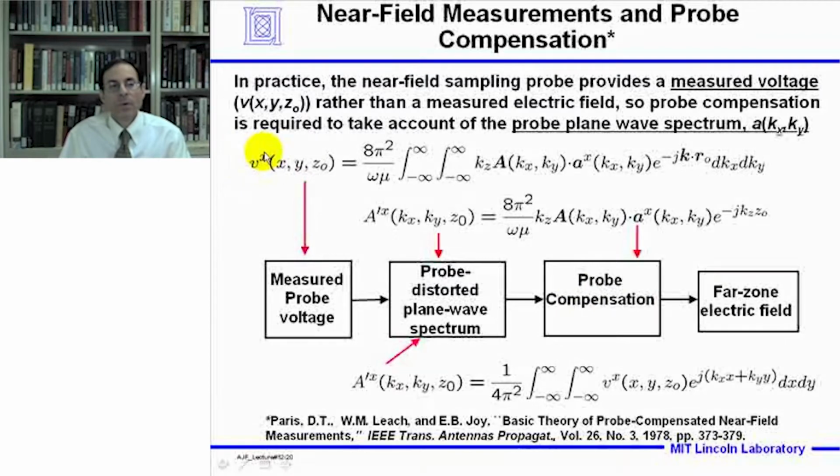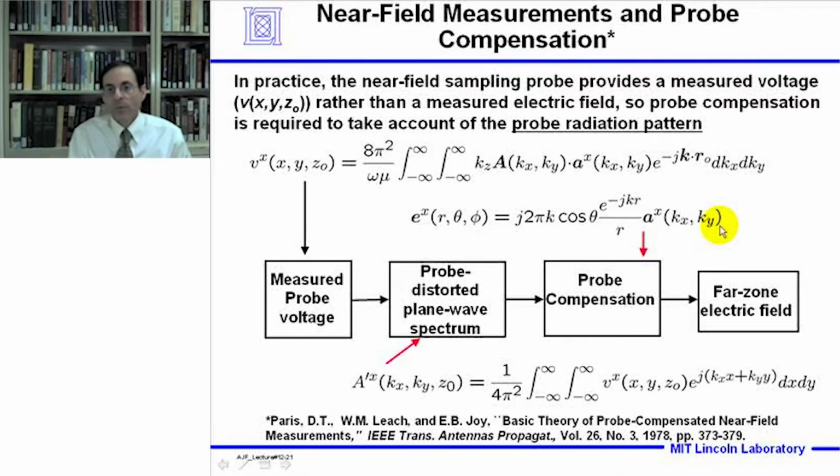Here we have the measured probe voltage Vx at a distance Z0 from the antenna under test, and that's equal to the double infinite integral of the plane wave spectrum of the antenna, which is desired, times the probe plane wave spectrum, and then there's a phase term, and we're integrating on Kx and Ky. The probe distorted plane wave spectrum of the antenna under test can be written as the product of the plane wave spectrum of the antenna that's desired times the probe plane wave spectrum. And note that the probe distorted plane wave spectrum can be written as a double infinite integral of the probe received voltage with a phase term.